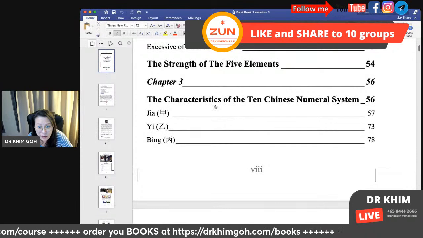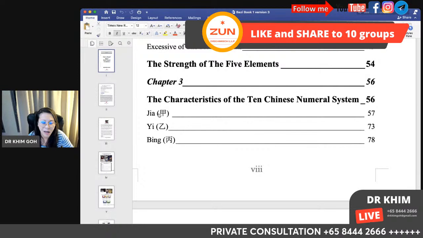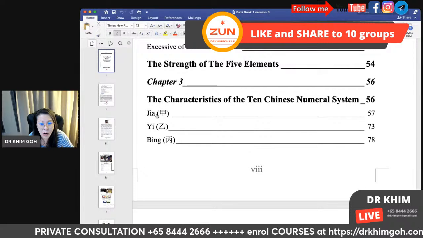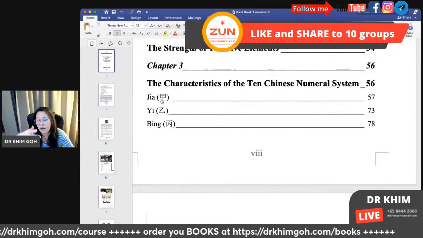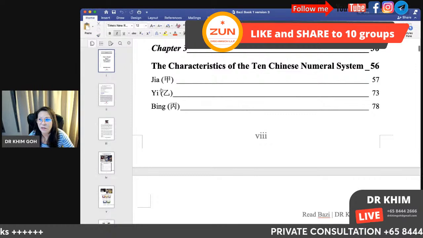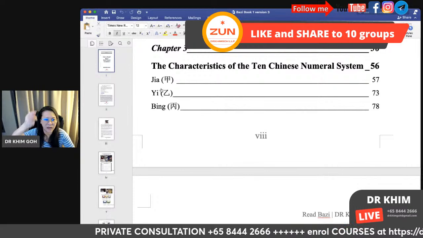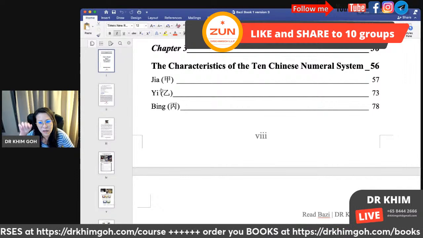Now this one is not like, oh, Jia Wood is 3. No, not that one. That one is not very useful. The characteristic of Jia Yi Bing Ding Wu Ji Geng Xin Ren Gui, the 10 characteristics, will explain to you what happens when Jia meets the fire, and so on. These are the important information. Not Jia is wood, is trees. This one not important. Important is why sometimes you see the Jia, but the person does not display the Jia characteristics. This one is important.